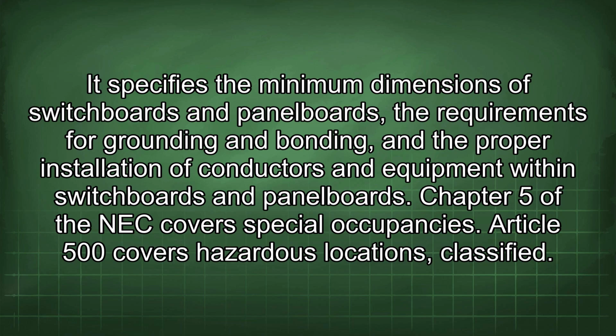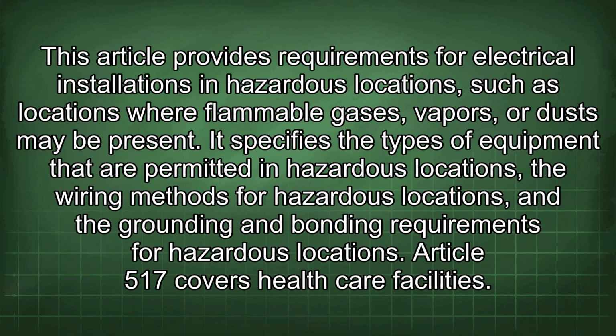Chapter 5 of the NEC covers special occupancies. Article 500 covers hazardous locations, classified. This article provides requirements for electrical installations in hazardous locations, such as locations where flammable gases, vapors, or dust may be present. It specifies the types of equipment that are permitted in hazardous locations, the wiring methods for hazardous locations, and the grounding and bonding requirements for hazardous locations.